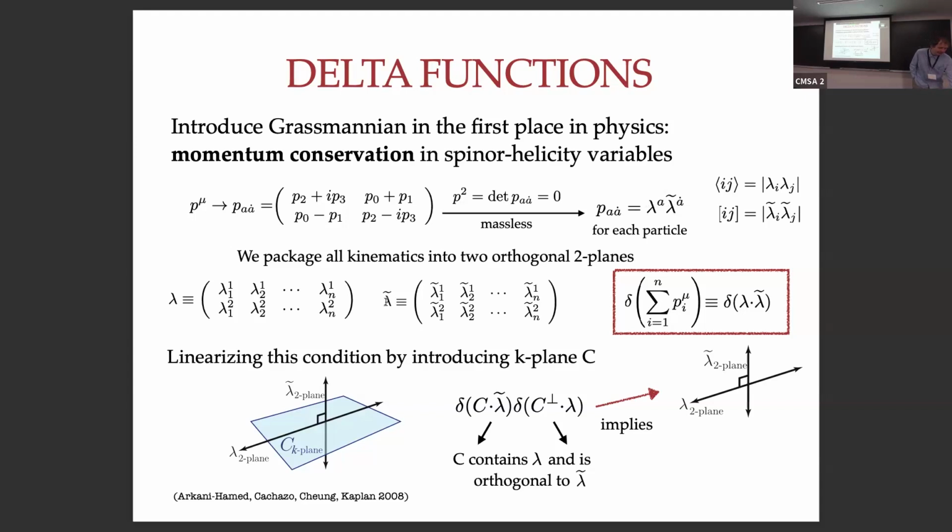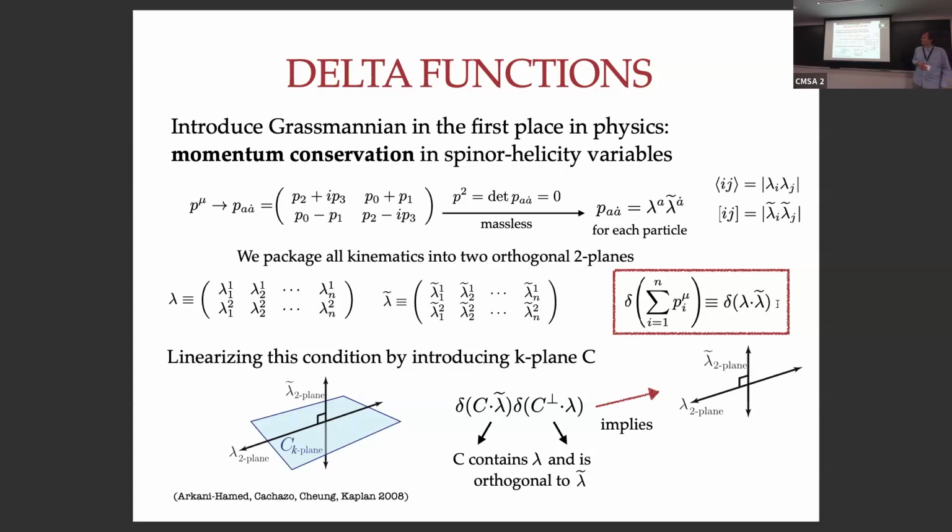And then we can package all these spinors into 2 by n matrices. So these are lambda spinors, and lambda tilde spinors are also 2 by n matrices. And then we have a condition on these 4 momenta. They have to sum to 0 because the energy and momentum must be conserved in this scattering process, which means that these lambda and lambda tilde, now thought about as 2 planes, must be orthogonal to each other. So then, therefore, we can write it as this delta function of lambda dot lambda tilde. This must be 0. It must be orthogonal.